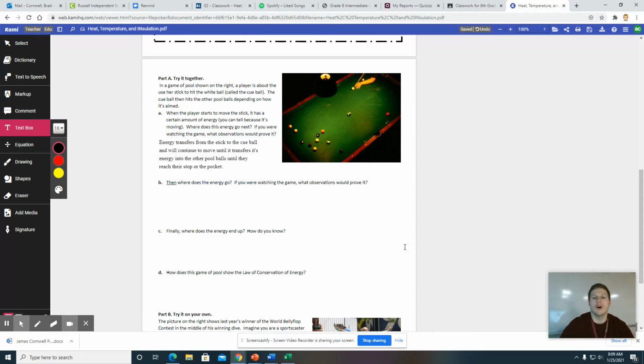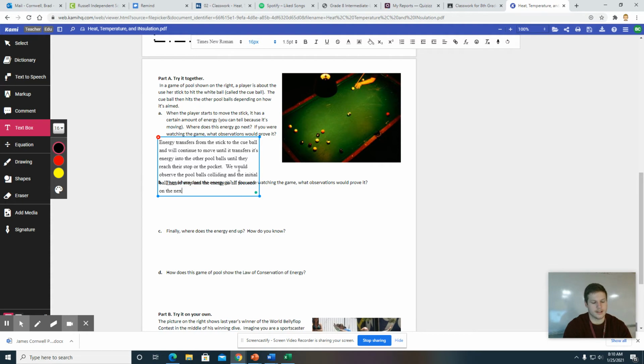So then where does the energy go? If you're watching the game, what observations would prove it? So up here we have to talk about what observations would prove it, okay? We would observe the pool balls colliding, and the initial ball, or the cue ball, would stop, and the energy is all focused on the next pool ball. Okay, so that's how we'd explain this with pool.